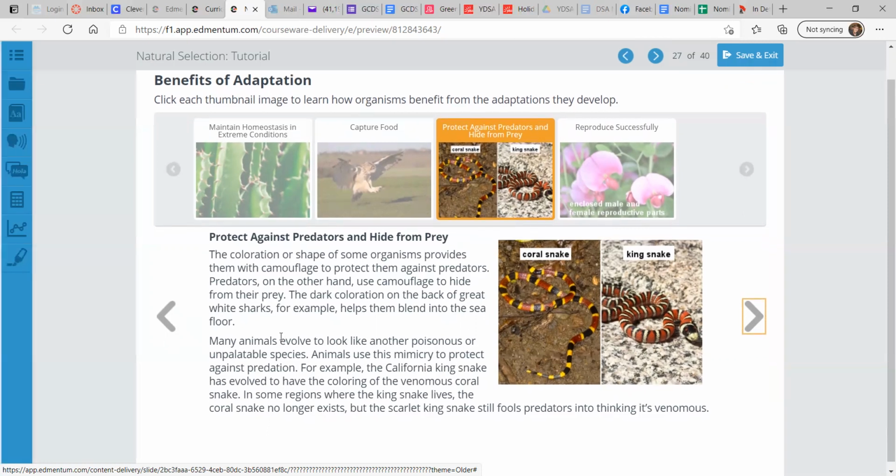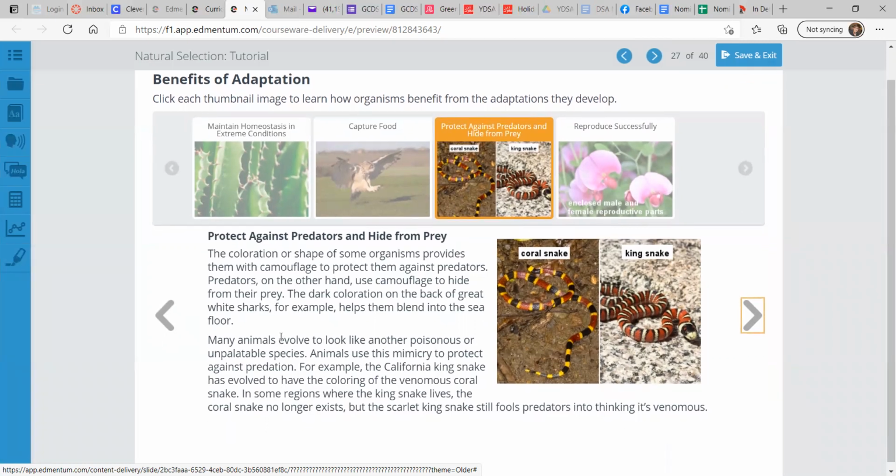Okay, so the coloration or shape of some organisms provide them with camo or camouflage to protect them against predators. Predators, on the other hand, use camouflage to hide from their prey. The dark coloration on the back of great white sharks, for example, helps them blend into the seafloor. Many animals evolve to look like another poisonous or unpalatable species. Animals use this mimicry, they're copycats, to protect against predation.